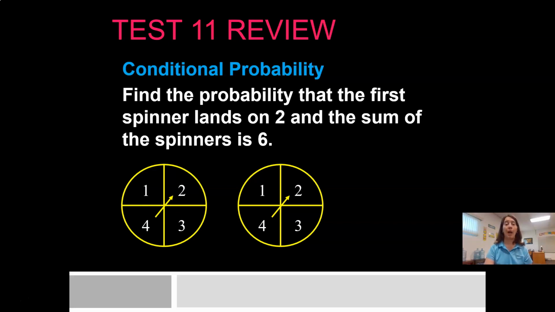So the first thing I want to happen is that the spinner lands on 2. Well, the second spinner can be anything. So what I did first is I listed out all my options. So the first column, the first spinner had to be the number 2.